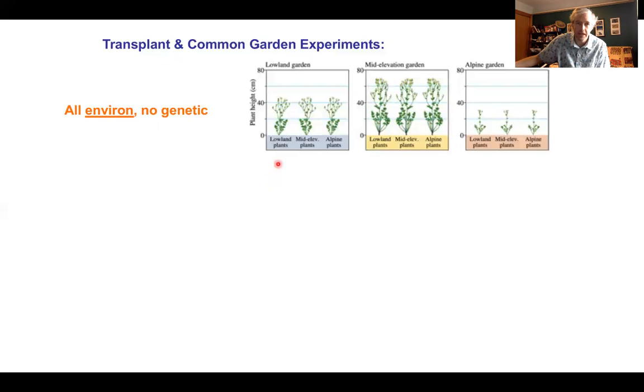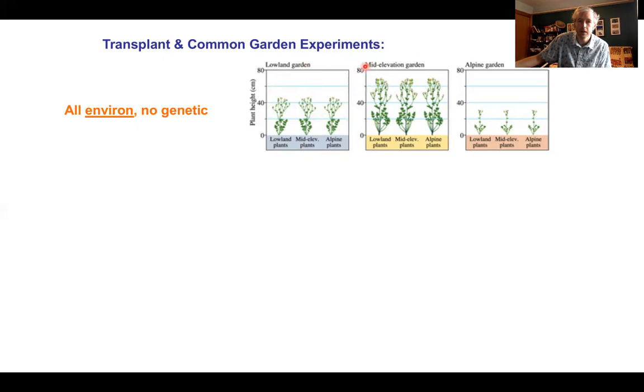So here, this is our lowland garden, and this is our lowland plant, our mid-elevation plant, and our alpine plant, so the plant from the very top. If all the variation of phenotype we see is due to the environment, we'd expect plants grown in one garden to all look exactly the same, regardless of where the seed was collected from. So a lowland plant grown in a lowland garden should look exactly the same as an alpine plant grown in an alpine garden, because all of these seeds have been taken and put into one environment, and because the environment is determining their phenotype, they should all look the same.